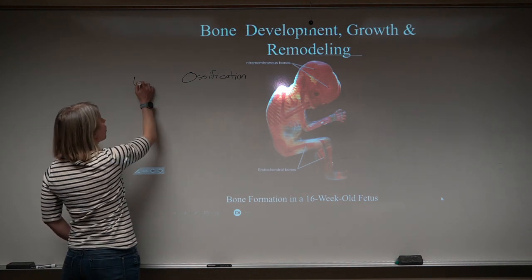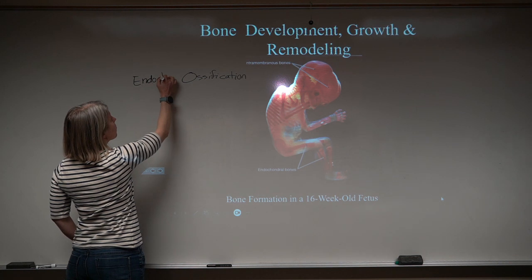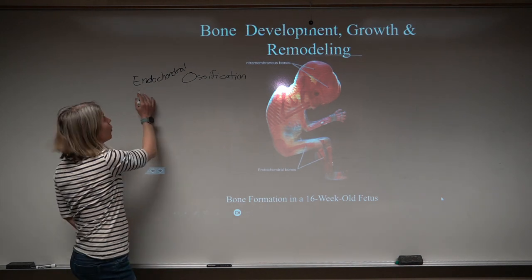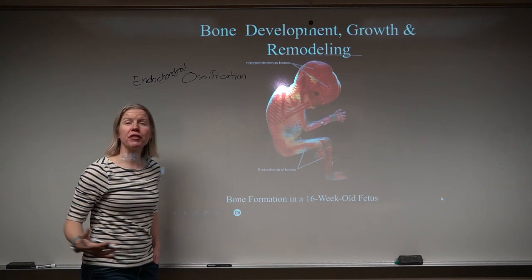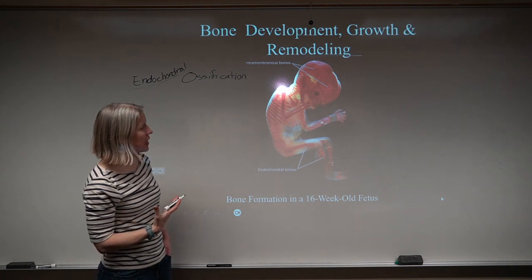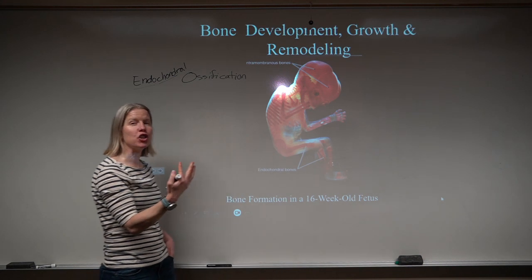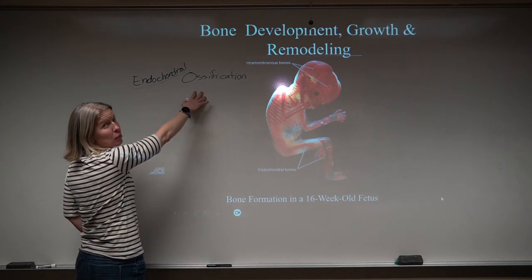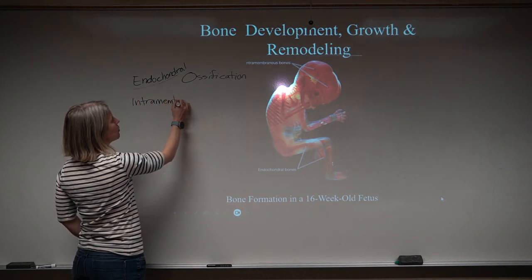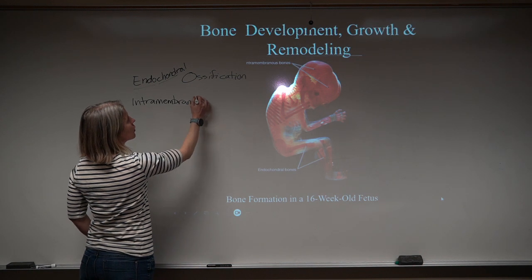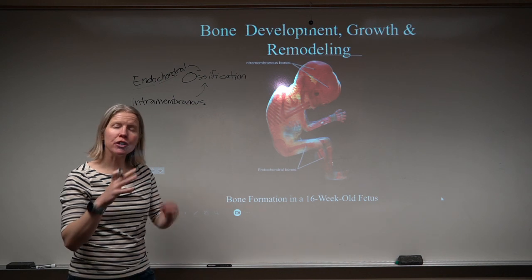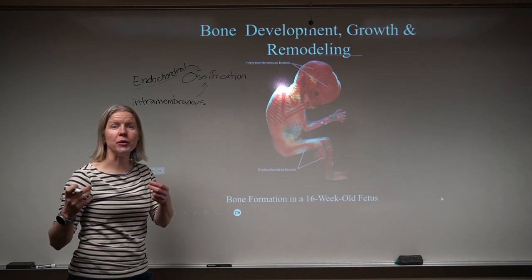We have endochondral. Endo within, chondro, that prefix means cartilage. So we're going to see a lot of our bones actually starting out as this hyaline cartilage template and then becoming bone. There is also intramembranous ossification. And that's going to be more in the flat bones. They actually start out in this fibrous connective tissue and develop from there.